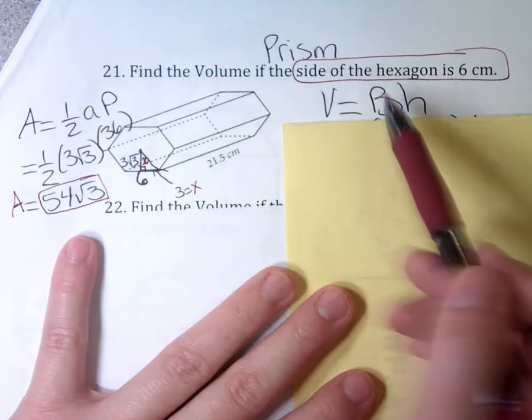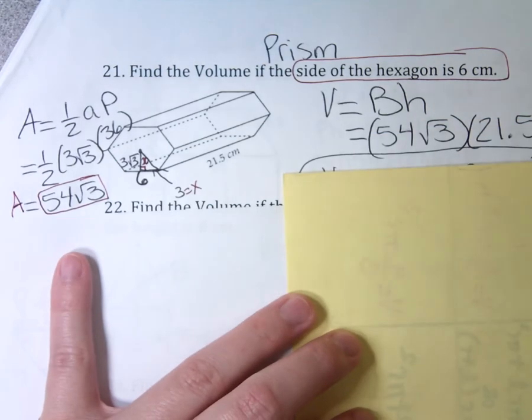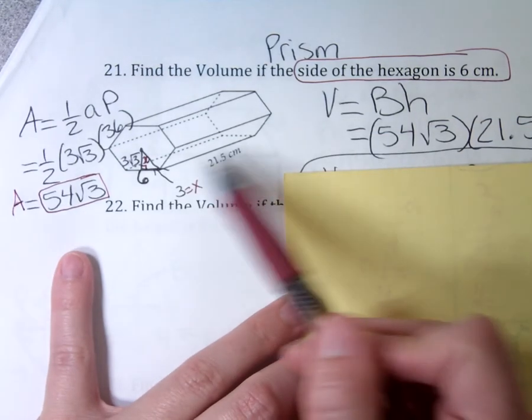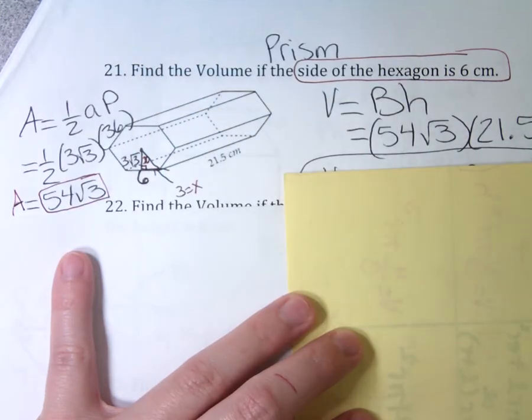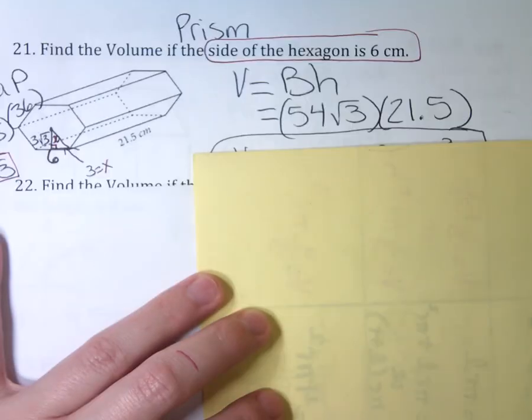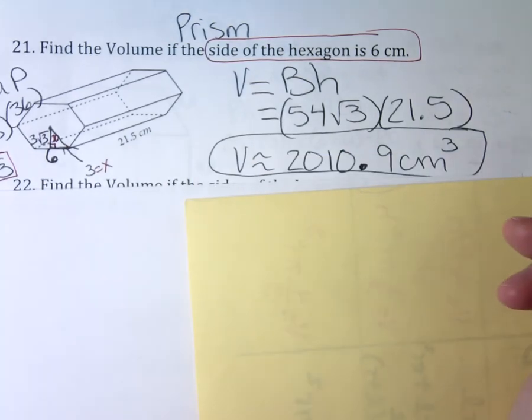So that's going to go in capital B. And then the height of the shape is 21.5. That's how tall the prism stands if you were to set it up on its hexagonal bottom. And all I have to do is multiply that, and that gives me approximately 2010.9 centimeters cubed.